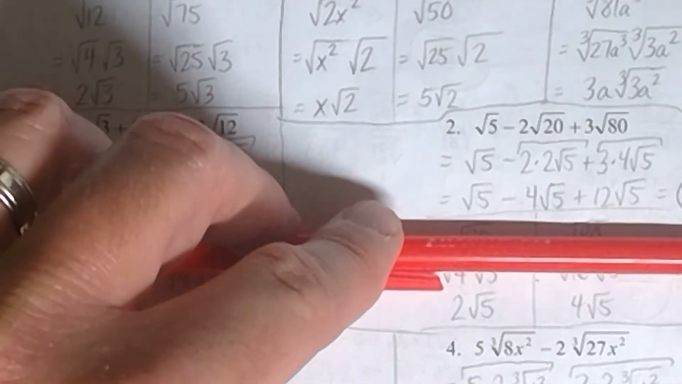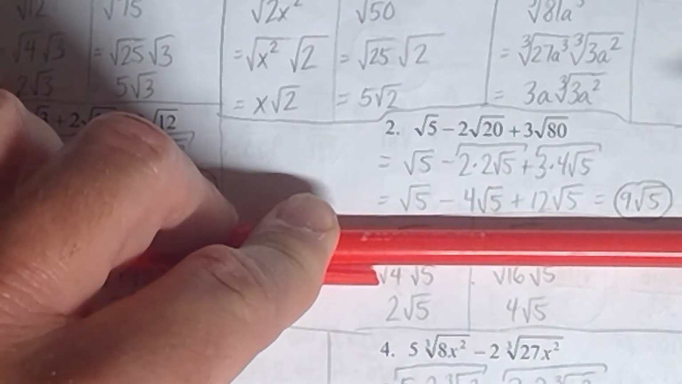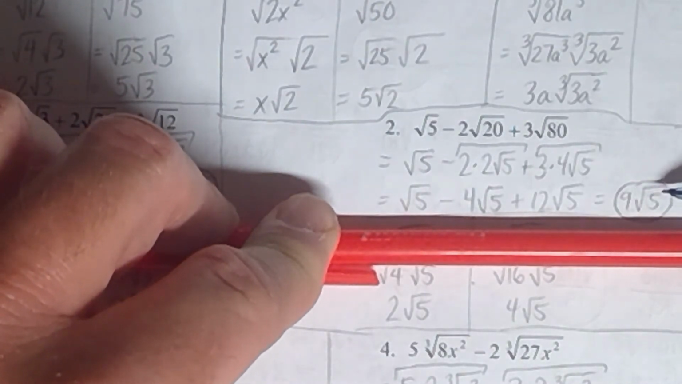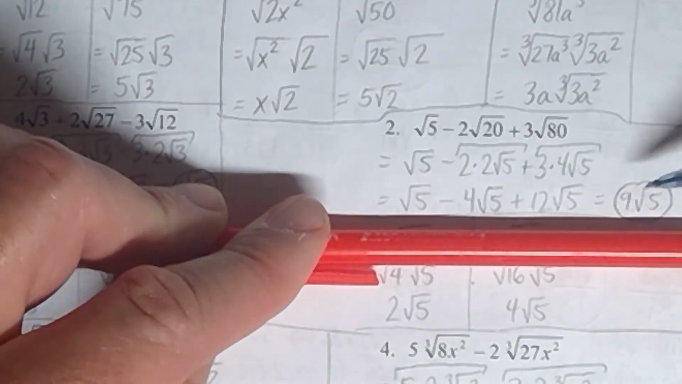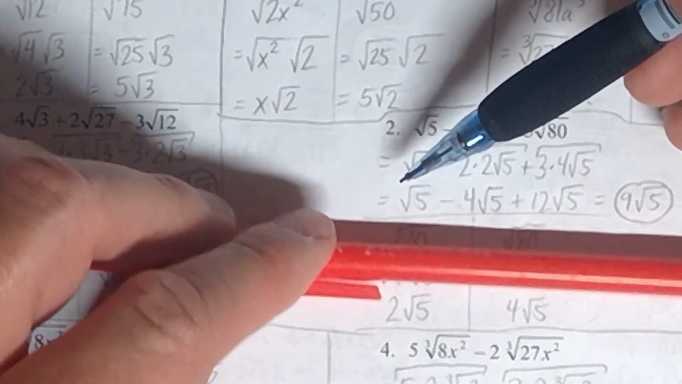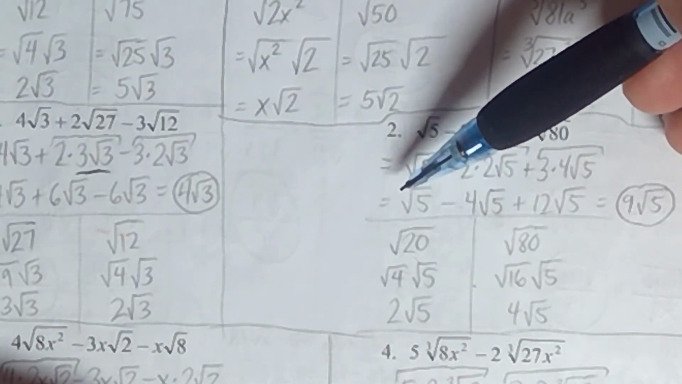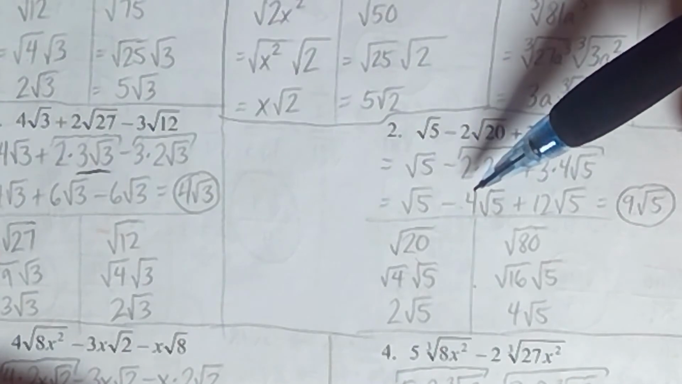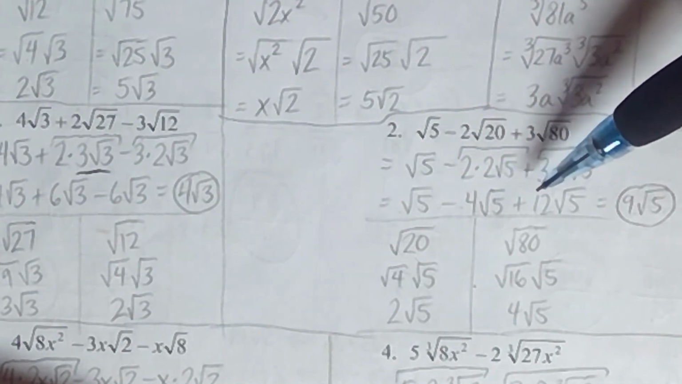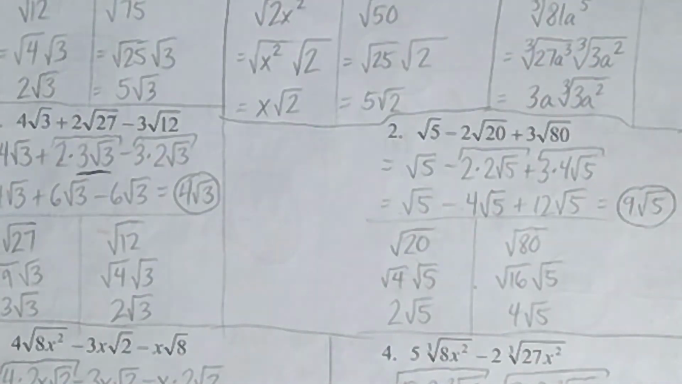Okay. And why do I end up with 9 as an answer? A lot of students will end up with 8 as an answer, 8 rad 5 instead of 9 rad 5. Why is it the 9 instead of the 8 in the front? It's because there's an invisible 1 in front of that first radical. Don't forget about that. So 1 minus 4 is negative 3, and then negative 3 plus 12 is positive 9. Radical stays the same, so we end up with 9 radical 5.